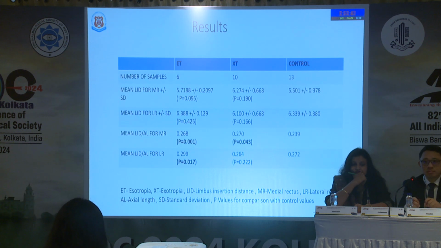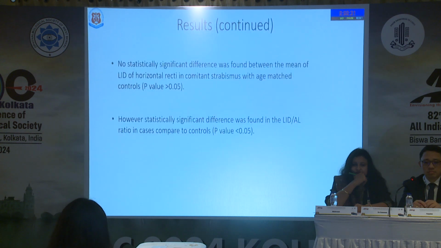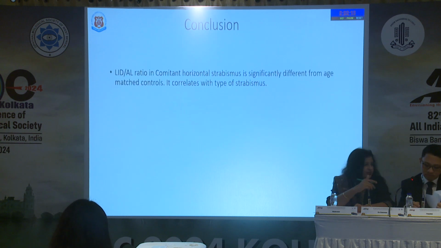Results: the mean limbus insertion distance to axial length ratio for medial rectus and lateral rectus was found statistically significant. No statistically significant difference was found between the mean limbus insertion distance of horizontal recti in comitant strabismus. However, a statistically significant difference was found in the limbus insertion distance to axial length ratio in cases compared to controls. Conclusion: limbus insertion distance to axial length ratio in comitant horizontal strabismus is significantly different from age-matched controls. It correlates with the type of strabismus. Thank you.